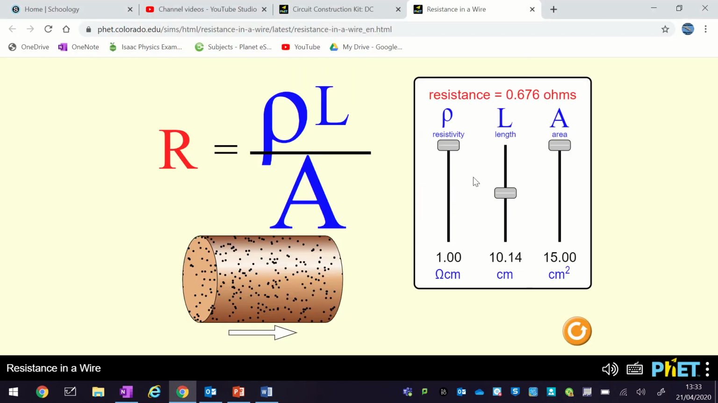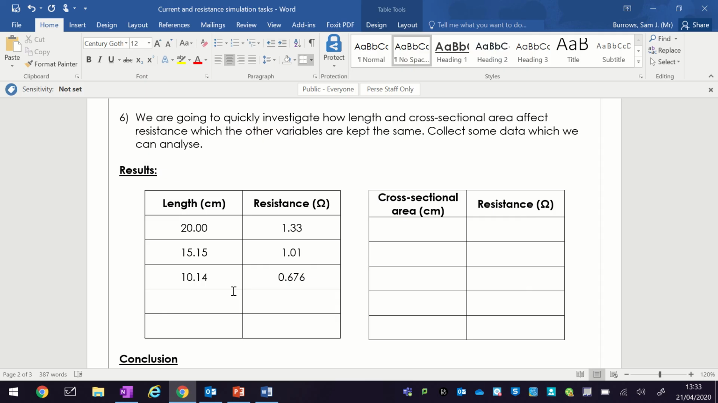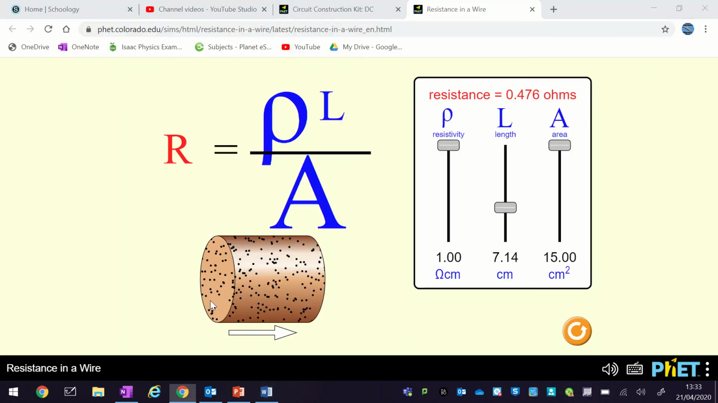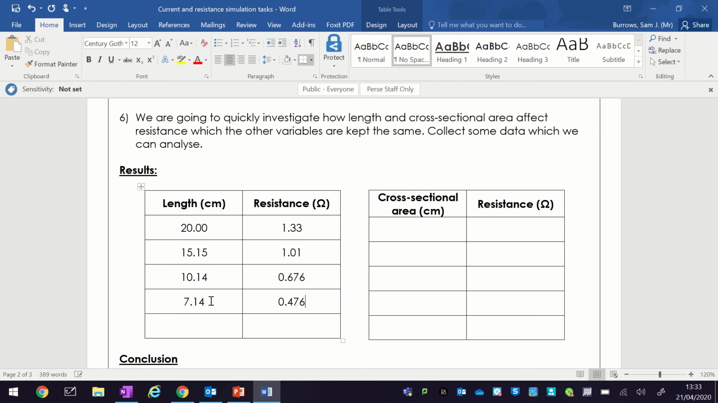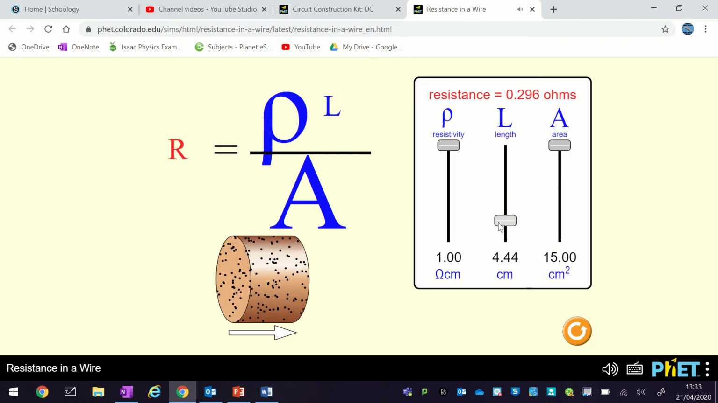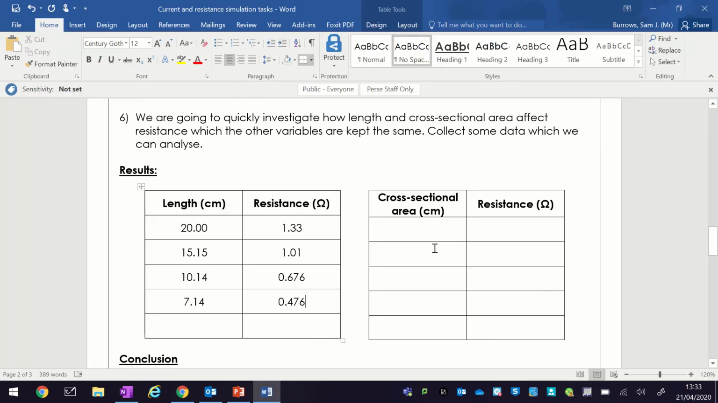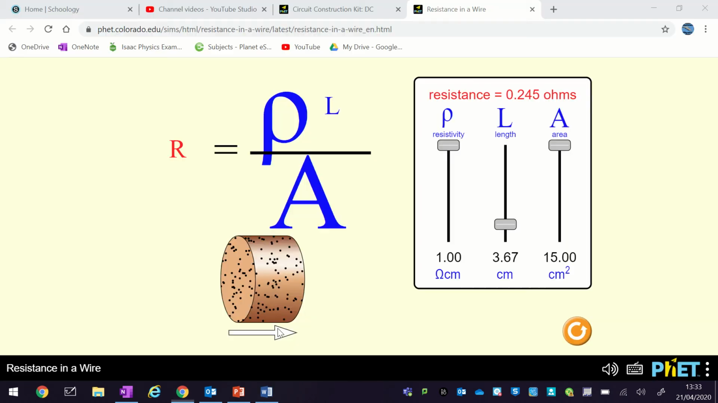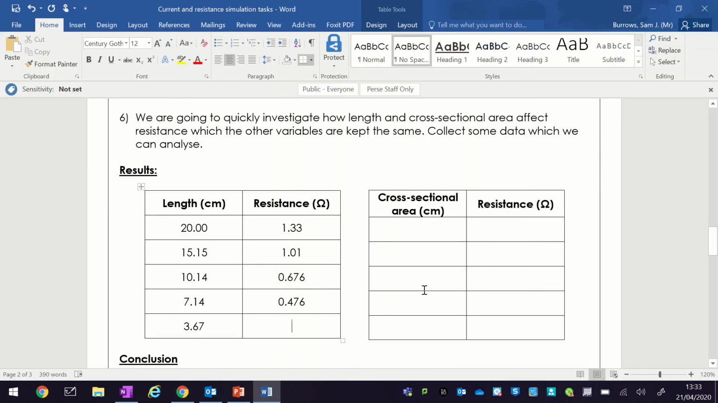So it's looking like a directly proportional relationship. Let's do 7.14. That's 0.476, and let's do a low one as well. And we've got 3.67, and we do 0.245.